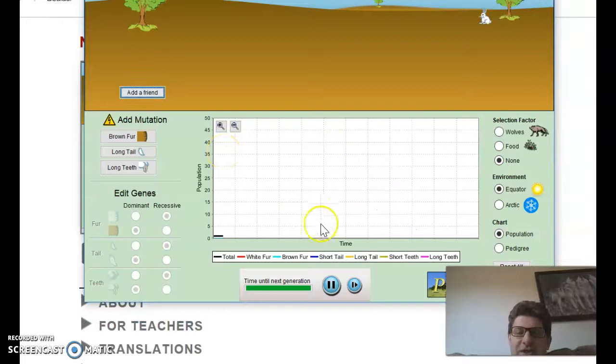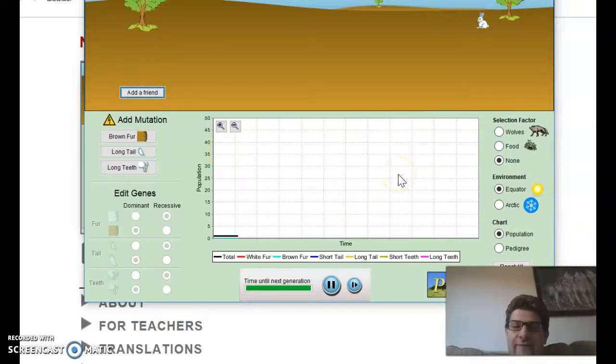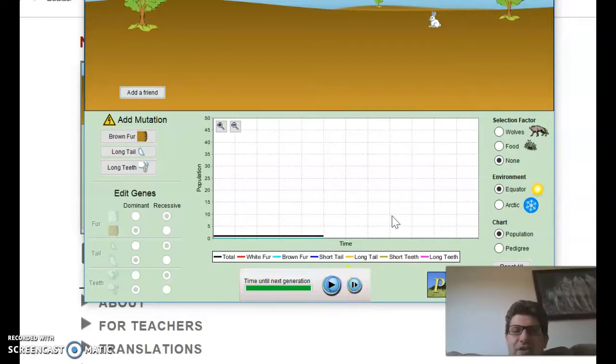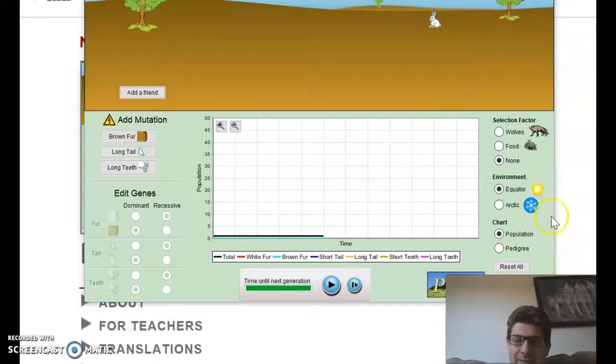Notice we do a lot of activities on the computer now because we are online learning. Yay, we got the little bunny jumping. And you can just run the simulation. You just press play. But since there's only one bunny, there's nothing for it to do. So let's add a buddy here. Long teeth, brown fur. Add a friend. There we go. And you click play.